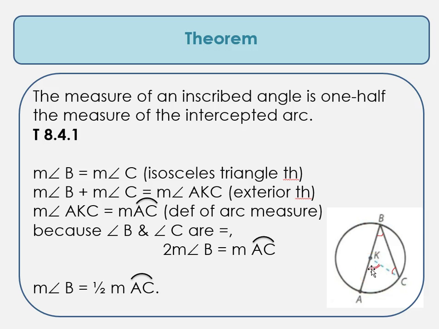One of the things we know is that angle B and angle C are equal, and we can substitute angle B for angle C, and so now we can state that 2 times the measure of angle B equals the measure of arc AC. So arc AC is 2 times the measure of angle B, or angle B is 1/2 the measure of arc AC.